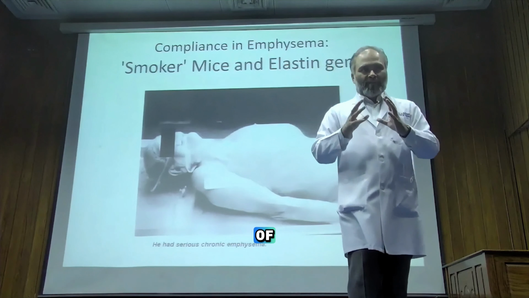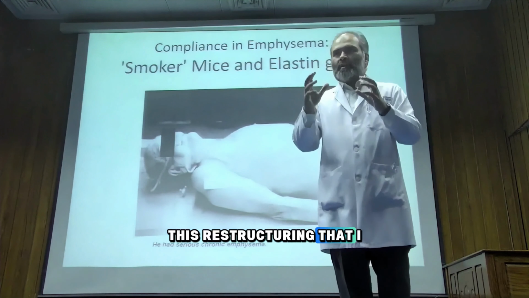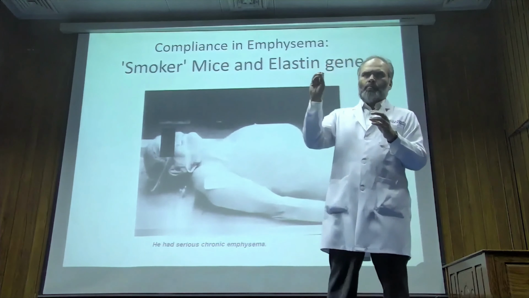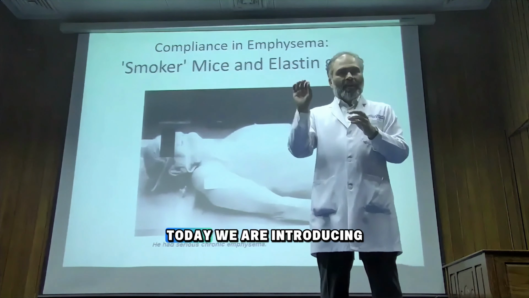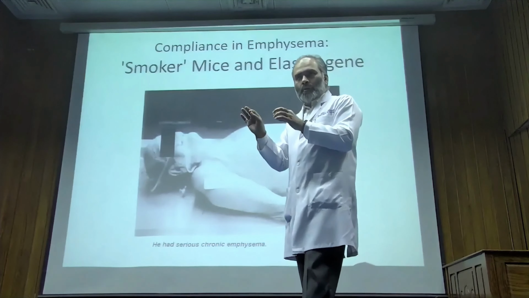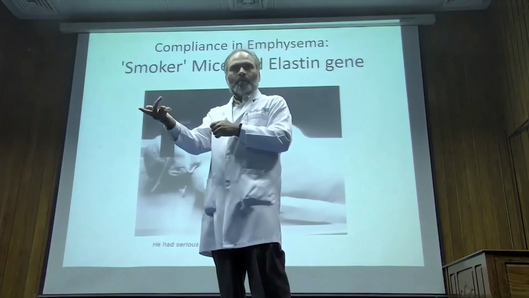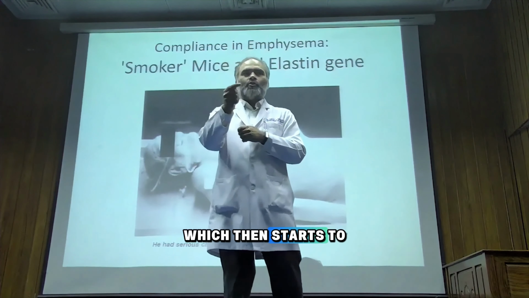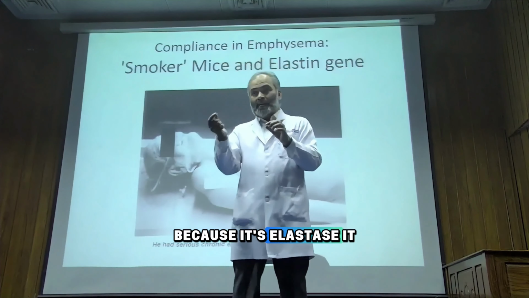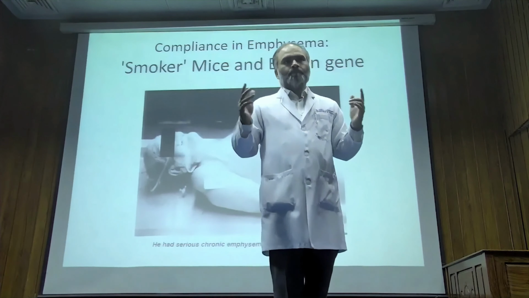The breakdown of stuff which happens in emphysema, this restructuring that I have been talking about since probably the first lecture, today we are introducing the molecular events of it. So it's the elastase enzyme which goes out of hand, which then starts to break, because it's elastase, it will break elastin fibers.